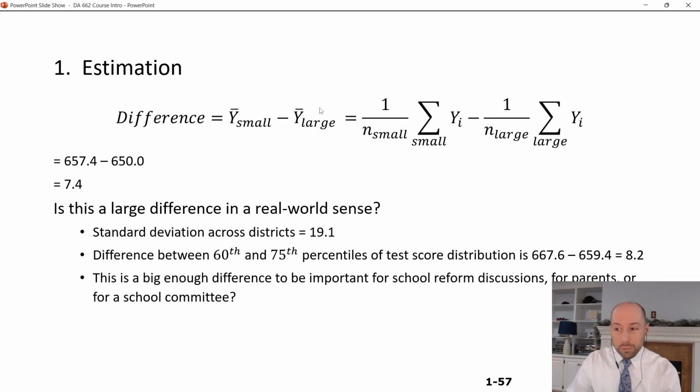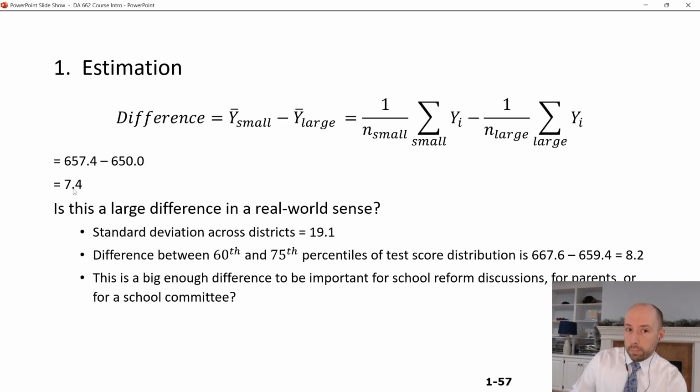Everybody should know the formula for the average. You just take all the observations in the small group. Here's your sum, right? Add up all the observations in the small group and divide by how many there were, which we'll call n small. Add up all the observations in the large group and divide by how many there were, which we'll call n large, and you'll see that the difference is 7.4. Great. The standard deviation across both districts is 19.1.